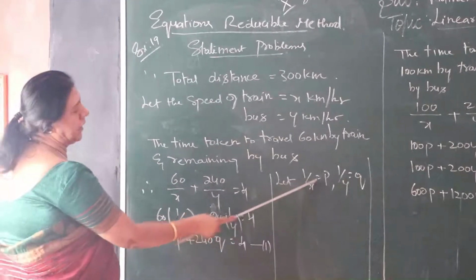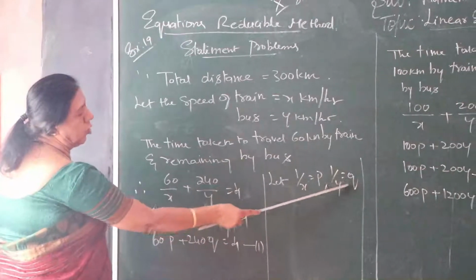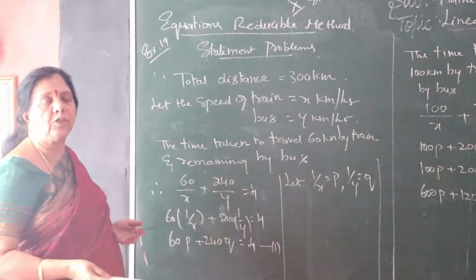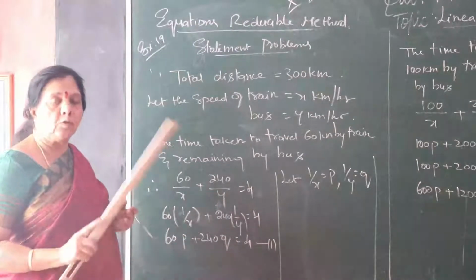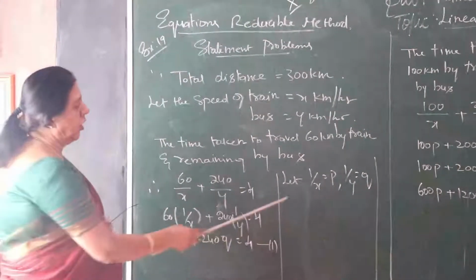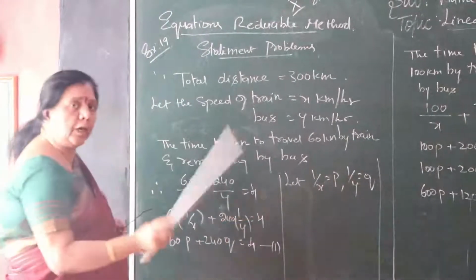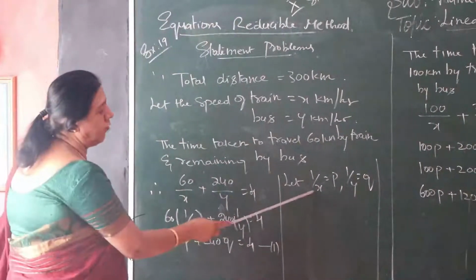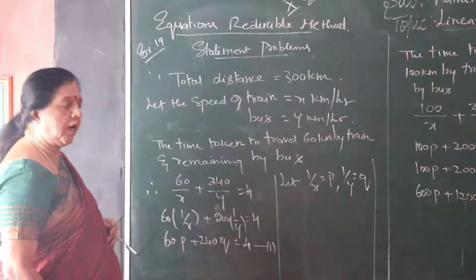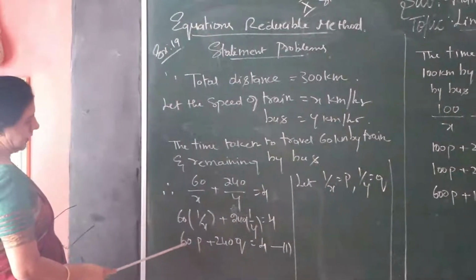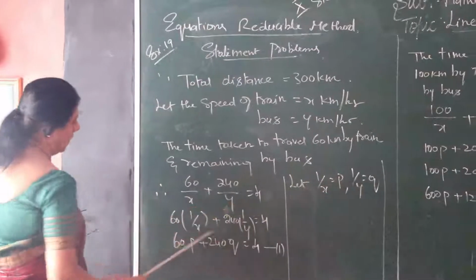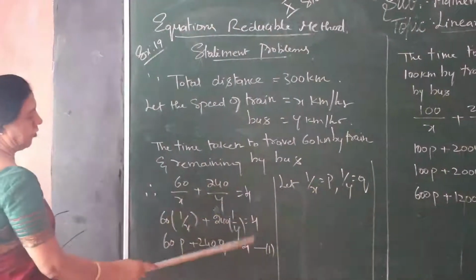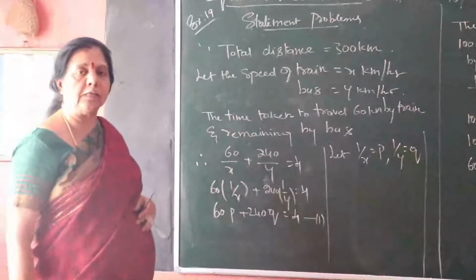Let 1 by x is equal to p, 1 by y is equal to q. Earlier you have done how to solve the problem. Because in fraction form we cannot solve the problem, that is why we reduce it to p and q. Then you can find the value. If you get the p and q values, you can solve for x and y. Okay children, now write the equation: 60p plus 240q is equal to 4. Equation number 1 is developed.